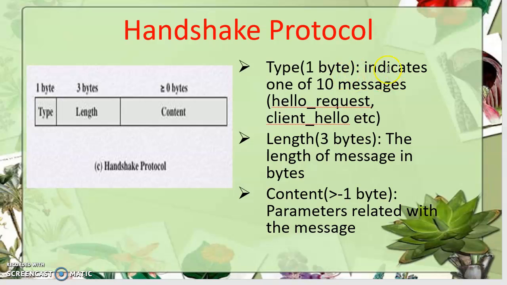The type, 1 byte, indicates one of the 10 messages: hello request, client hello, etc. Length, 3 bytes, is the length of the message in bytes. Content is greater than or equal to 0 bytes, that is, the parameters related with the message.